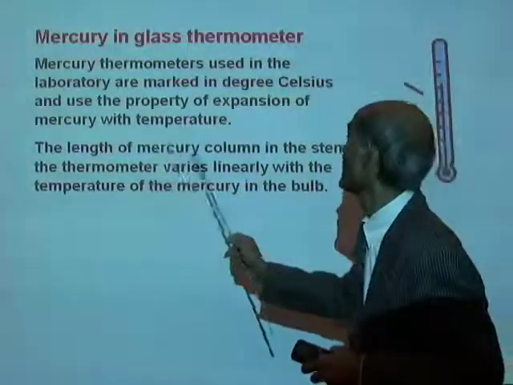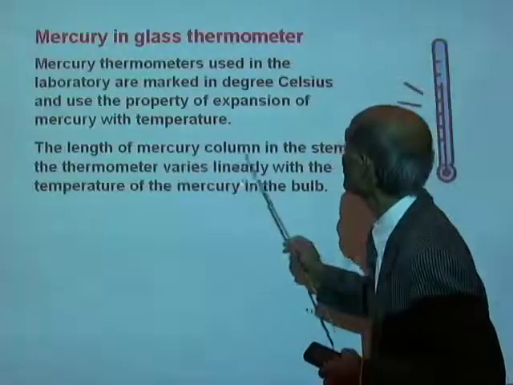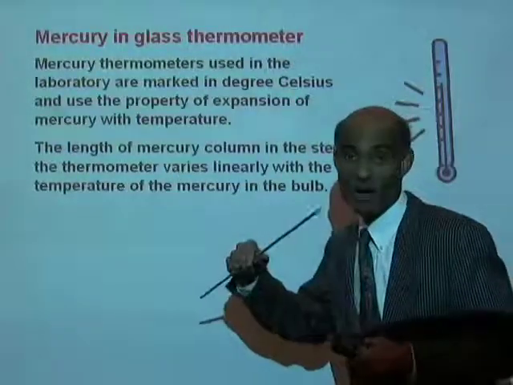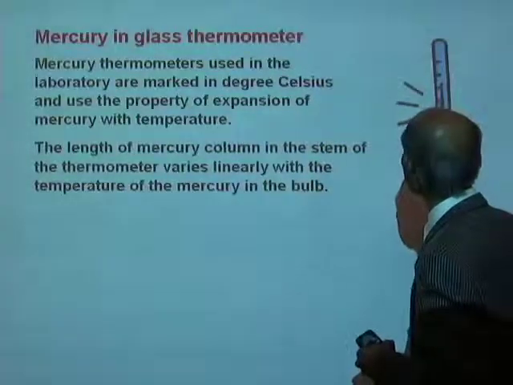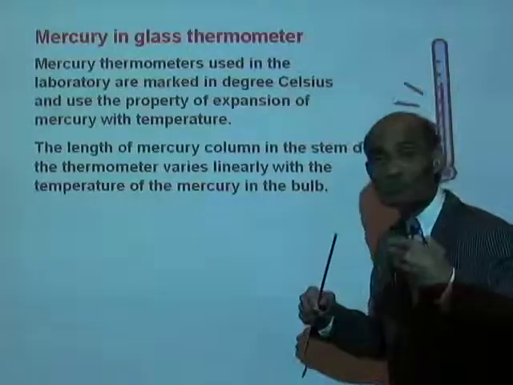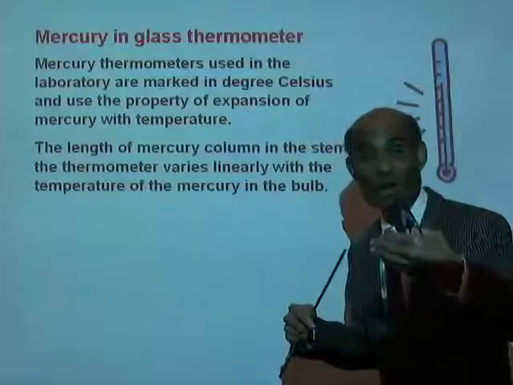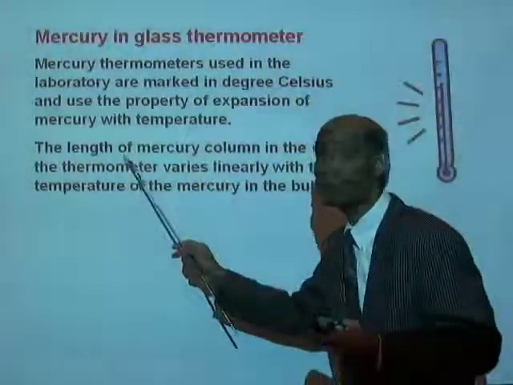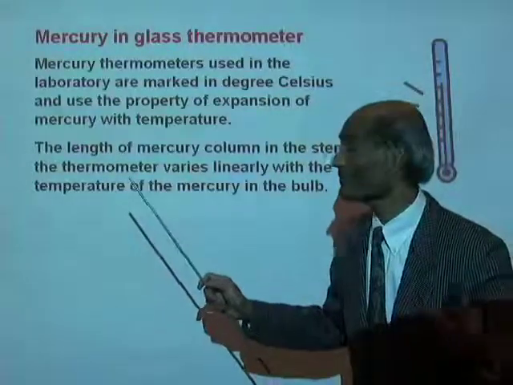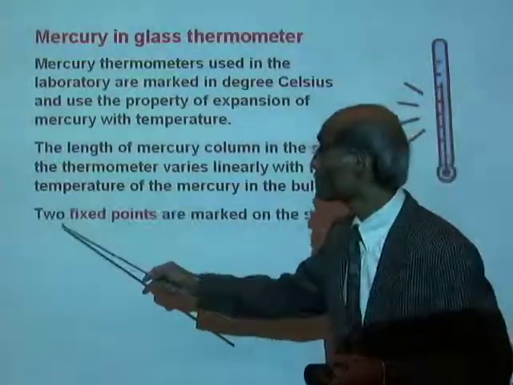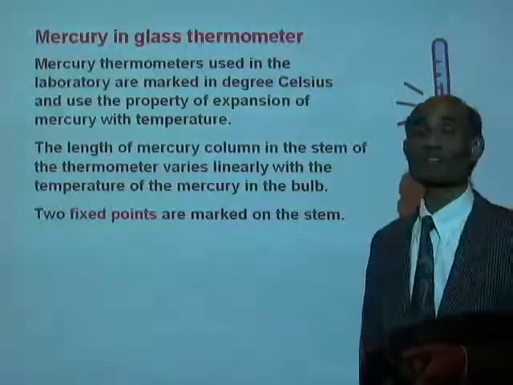So we can say the length of the mercury column. Now I didn't say volume. The increase in length of the mercury column is proportional to the increase in volume. So I can now measure the increase in length rather than the increase in volume. Now, two fixed points are marked on the stem.